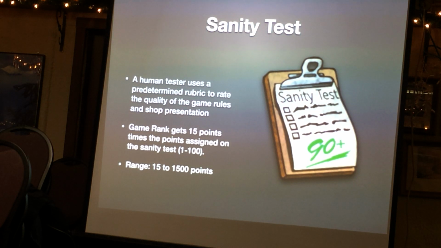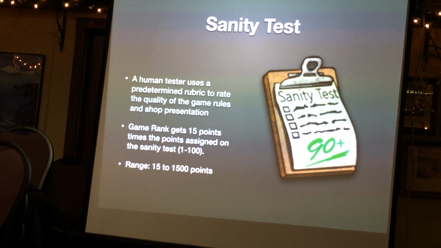But we have this thing, and if you get 70% or above on your sanity test, or 70 points or above, you get an accolade. If you get 80 or above, you get a second accolade for 80. If you get 90 or above, you get a different accolade for 90 or above. So you have a really good rule set. You have a really nice shop page. That's a pretty good indication of whether or not you have a good game, because you've put a lot of time into making good rules and making a good looking shop page.